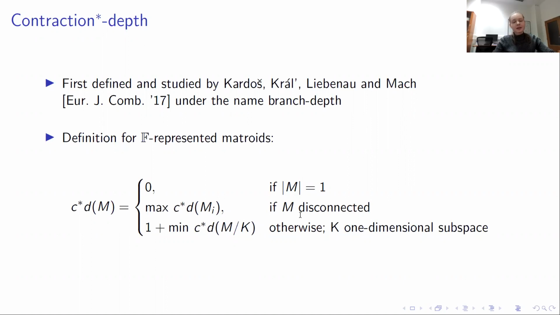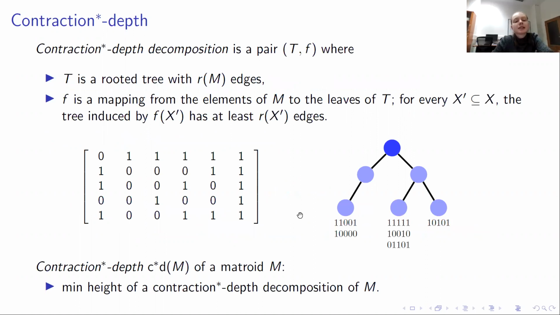This was the definition for F-represented matroids, and the general definition is defined by a certain decomposition tree. The contraction star decomposition will be a pair (T, F) where T is a rooted tree with exactly a number of edges equal to the rank of the matroid, and F is a mapping which maps the elements of the matroid to the leaves of the tree in the following way. If I take any subset X of the elements of the matroid and look at the subtree induced by this image, then this tree needs to have at least the rank of X edges.